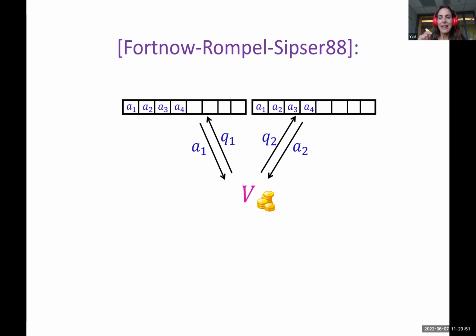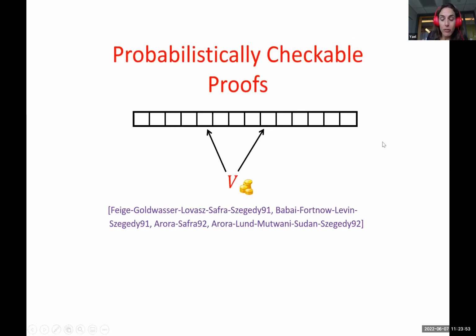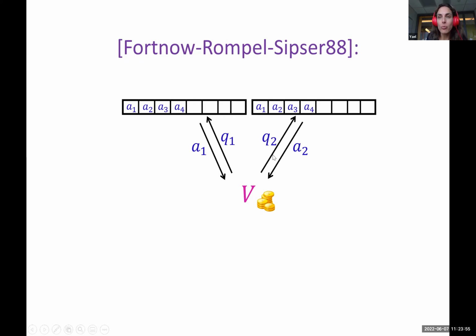Here's the benefit. I can verify this proof by only reading 2 blocks, each of size log t bits. So what this gave you is the ability to write a proof that you can verify by reading only 2 blocks of order log t bits each.